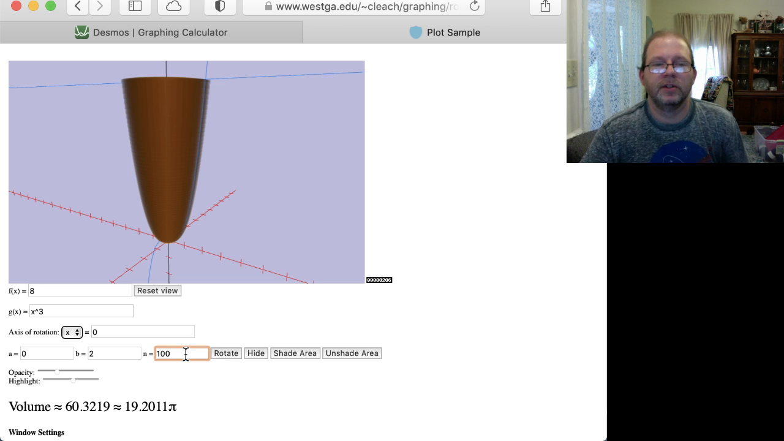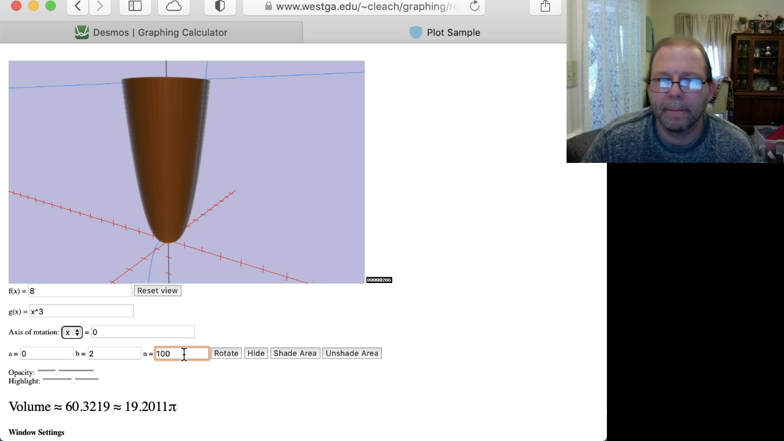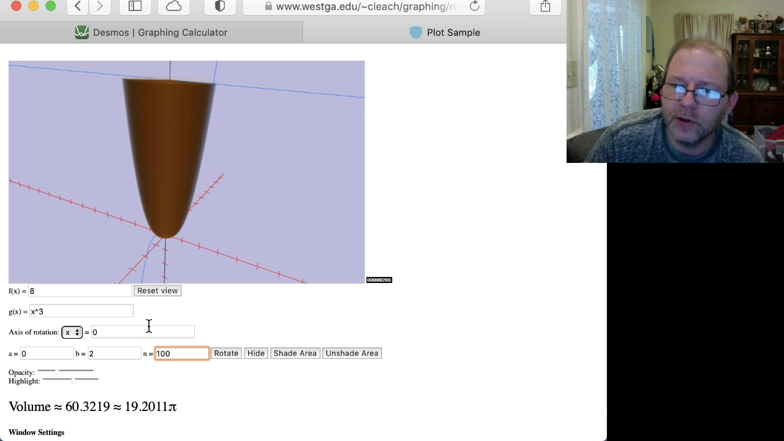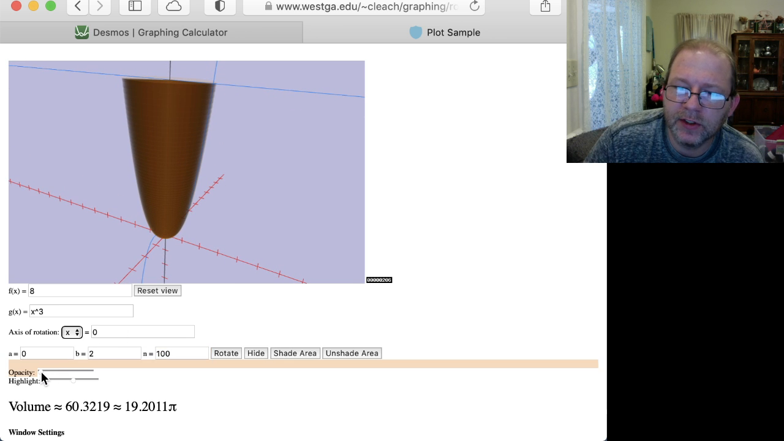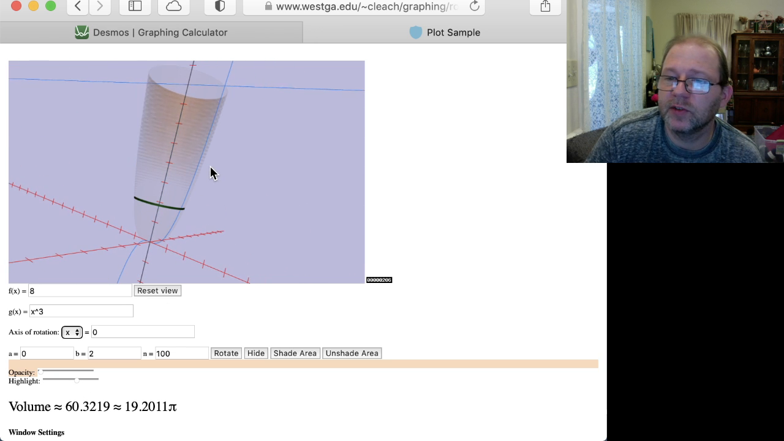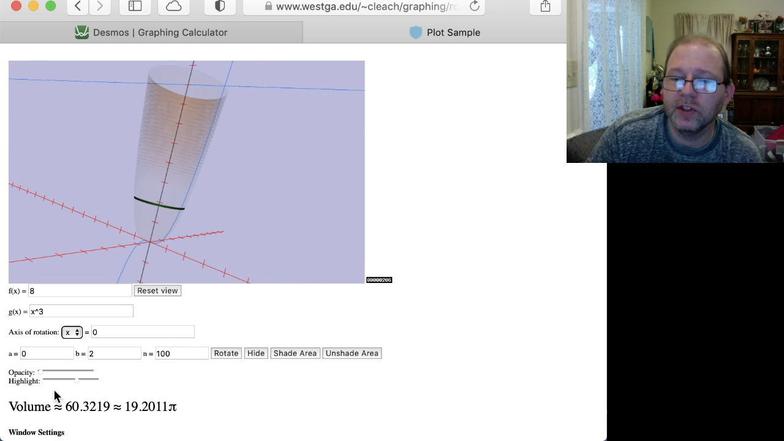All right, I want to look at something though. If you turn down the opacity on this and start looking at the different parts, notice it's no longer giving us disks, it's giving us a cylindrical shell. That's a method we're going to learn in 6.3. But you can still use this to check your answer.